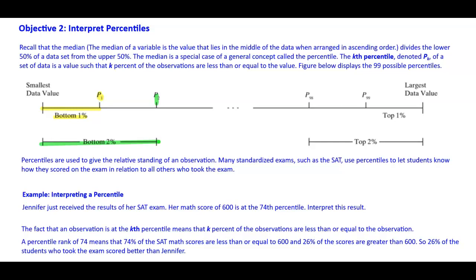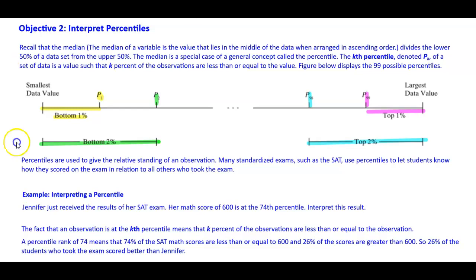Likewise, over here we would say that P98 represents the top 2%. And for P with a subscript of 99, this represents the top 1%. Because if you take 100 and subtract 99, that gives us 1%. If you take 100 and subtract 98, it's going to give you 2%.